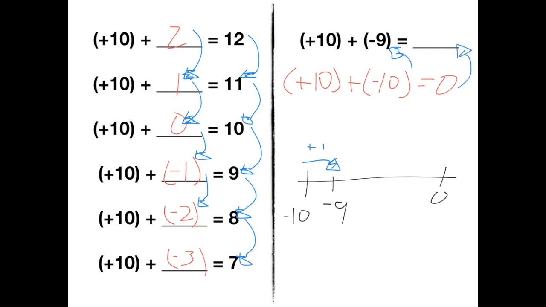This, like our pattern on the left, means that our sum must also be 1 more than 0. And in this case, 0 plus 1 gives me an answer of +1. So the sum of +10 and -9 is +1.